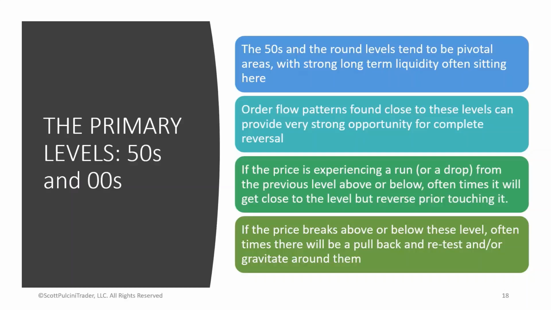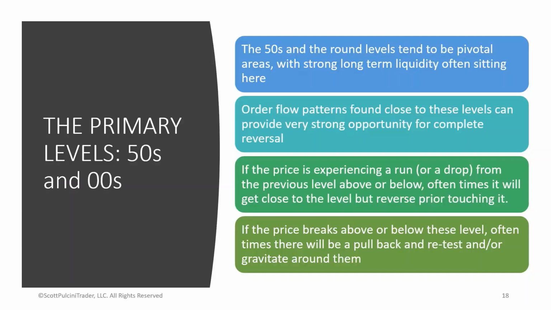And you see, if the price, for example, is experiencing a run or a drop from the previous level above or below, oftentimes it will get close to that level but reverse prior to touching it. It will be front run. Okay, and if the price breaks above or below those levels, very often you'll see a pullback and retest and gravitate around them before going to the next one.